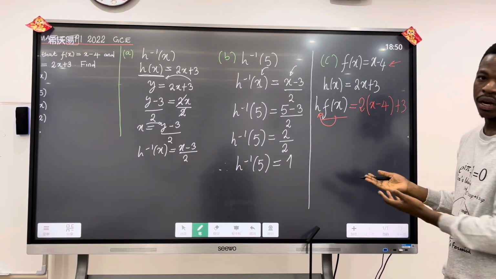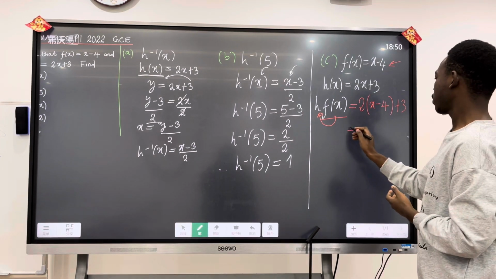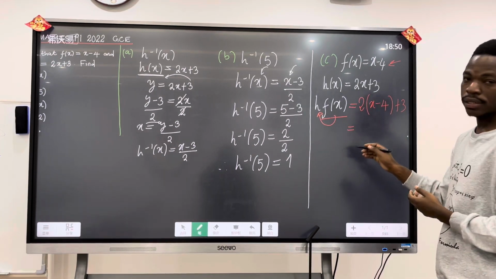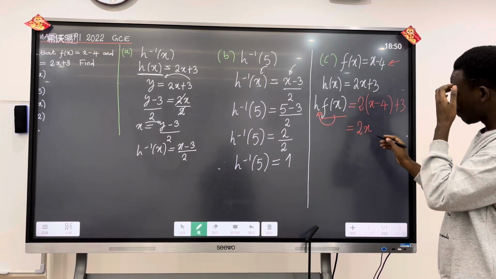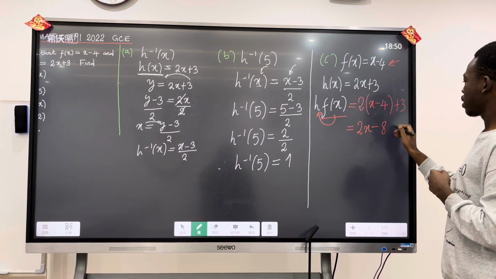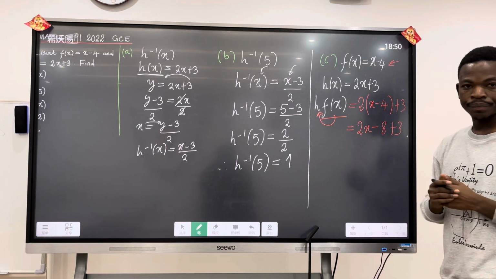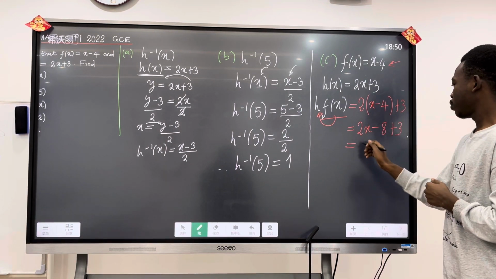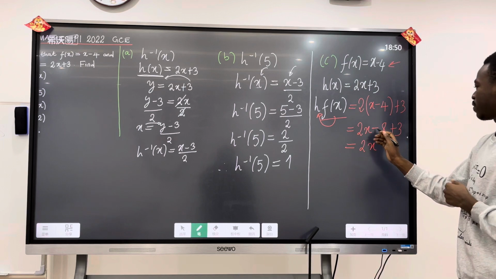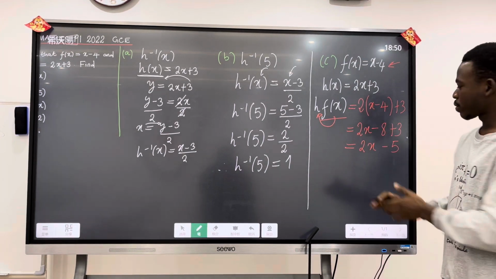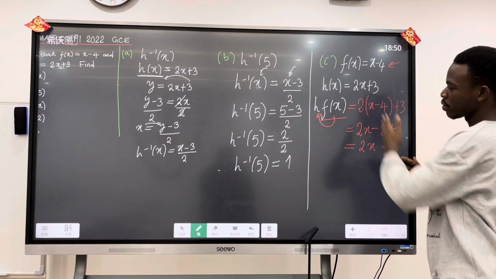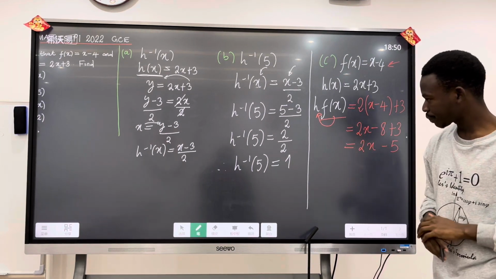All we need to do here now is simplify. So we're going to have 2 times x, because 2 multiplies everything there, that will give us 2x. 2 times negative 4 will give us negative 8. Then we have plus 3 there. And what do we have? 2x, negative 8 plus 3, that will give us negative 5. So basically this is the answer to this question, h of f of x.